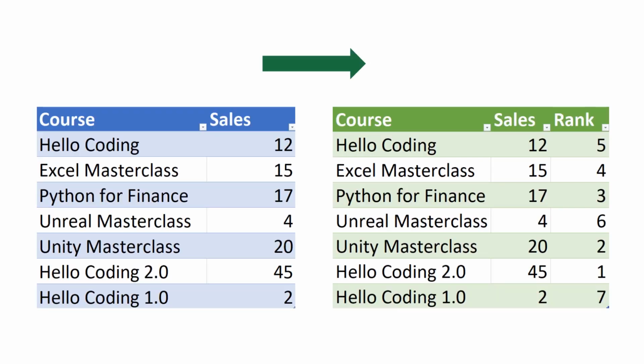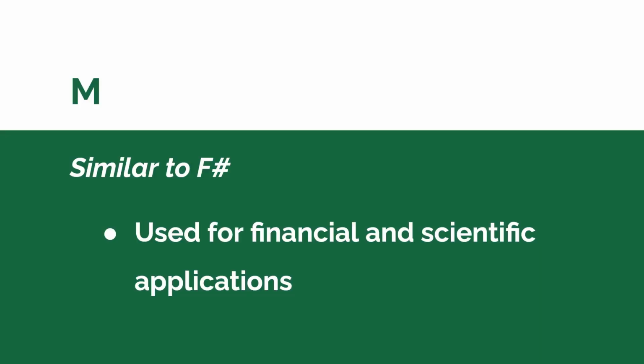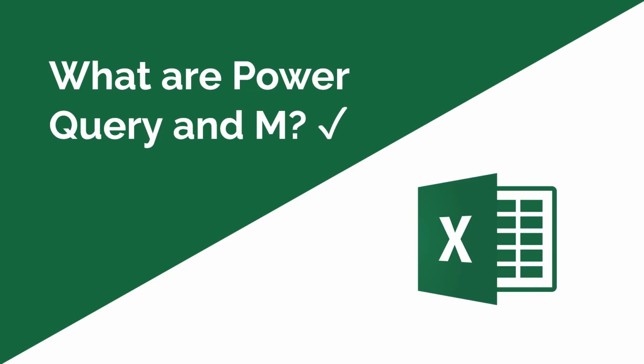Another example here is taking a product sales table and ranking the sales. So which of the different products had the most sales? That would be rank 1. The product that had the least sales would have the last rank. M is similar to F#, which is used for financial and scientific applications. And that is an introduction to Power Query and M.